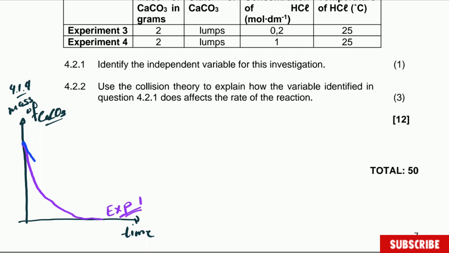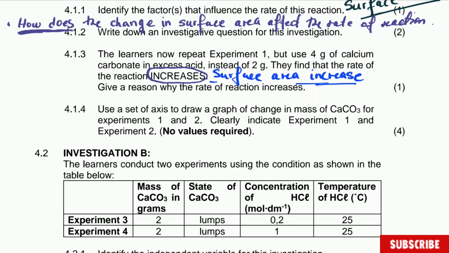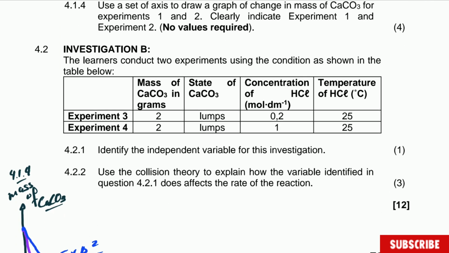So for experiment 2, the graph will have a little bit less gradient and it will end also there, but you can see that the gradient is less. So that one is experiment 2. This one is the graph they want, guys. I see there are some issues with the graph. Let's go to question 4.2, investigation B.